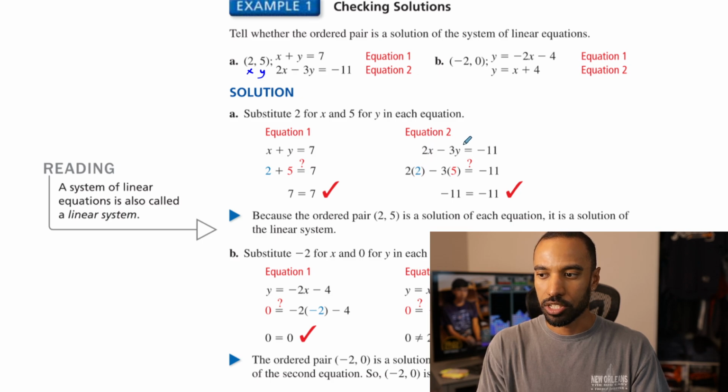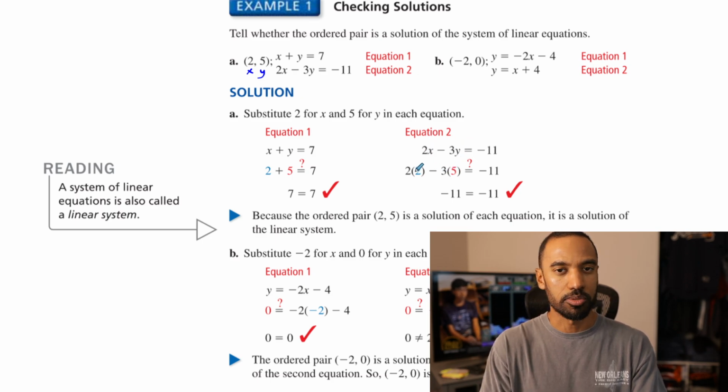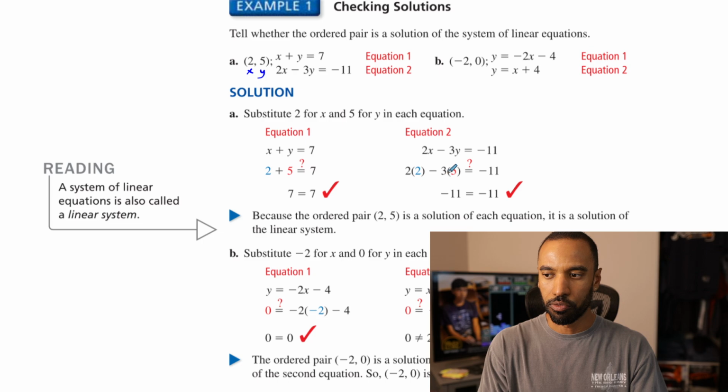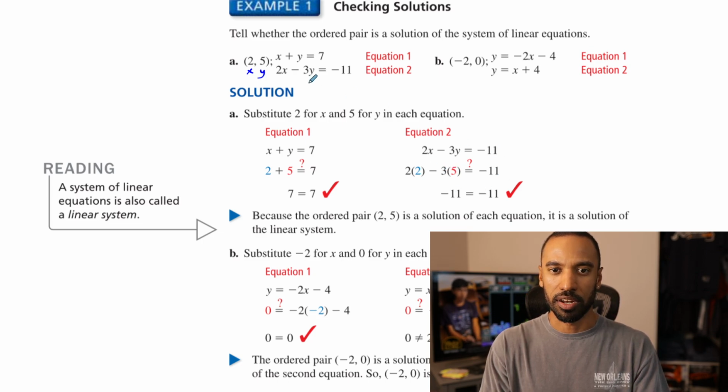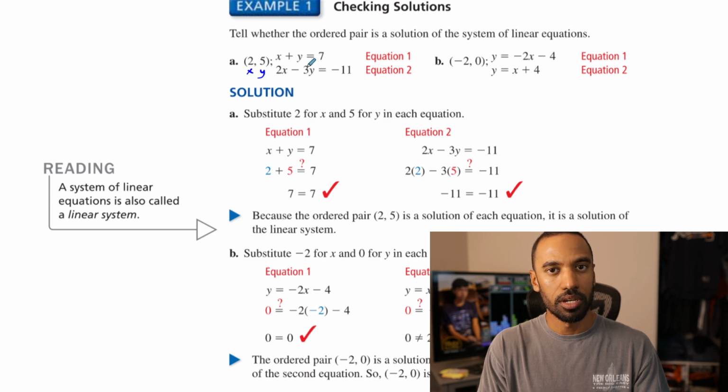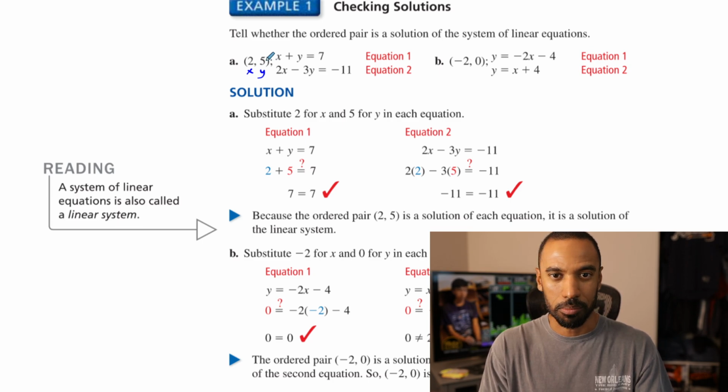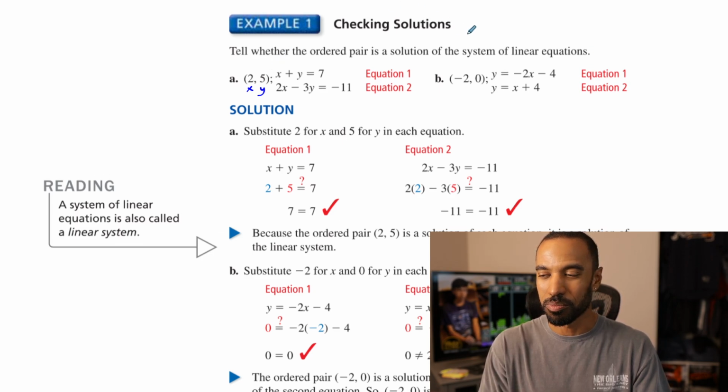You substitute 2 for x and 5 for y here. Use parentheses for substitution as you multiply. 2 times 2 is 4. 3 times 5 is 15. 4 minus 15 is -11. And that equals the -11 on the other side. So both equations work for that. Therefore, 2, 5 is a solution, probably the only solution to the system. And when I say probably, I mean it is the only solution to the system there.